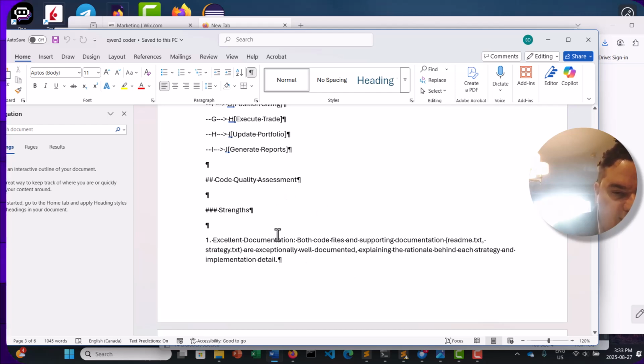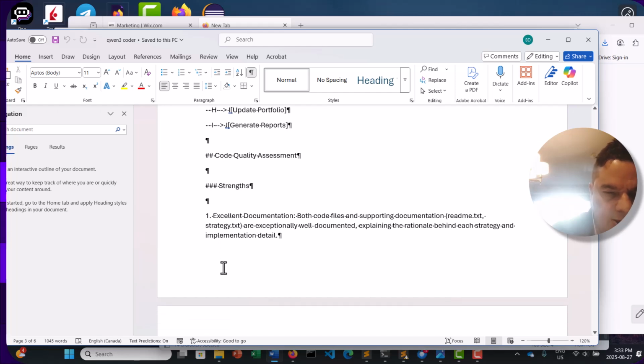So here we have the code quality assessment. So here it's saying about the documentation. Again, both code files support documentation, README text, strategy text, exceptionally well documented, explaining the rationale behind each strategy and implementation. And again, this is how I generate the code. And again, this is generated by the AI. And then I take that and feed it as part of the next prompt to generate the code. I've shown this before in a various set of webinars. I have another one on Thursday night, but you have to watch those.